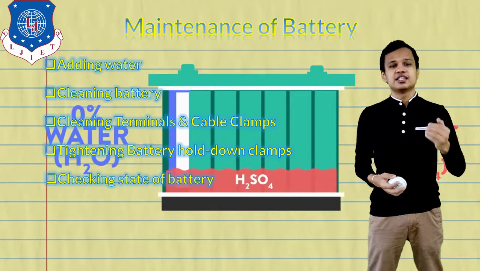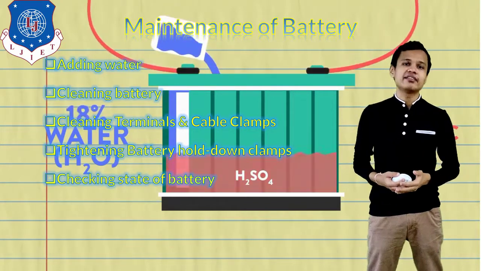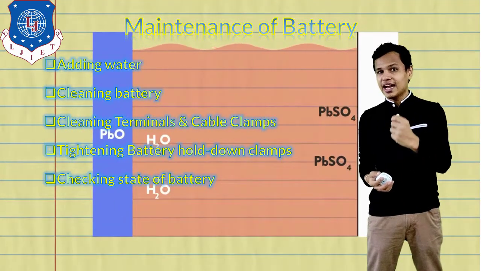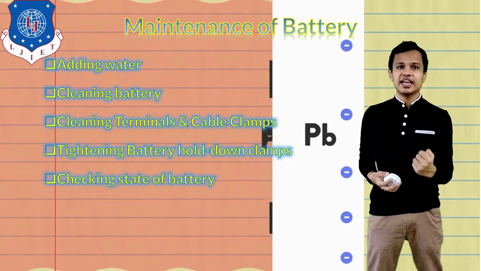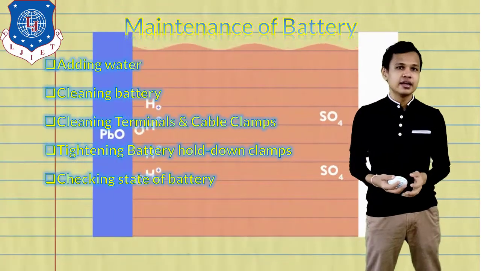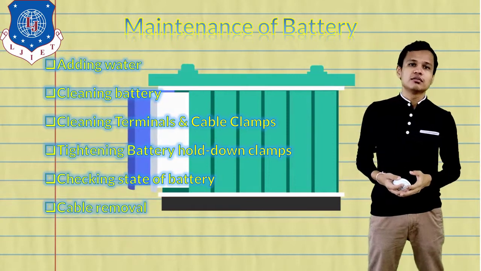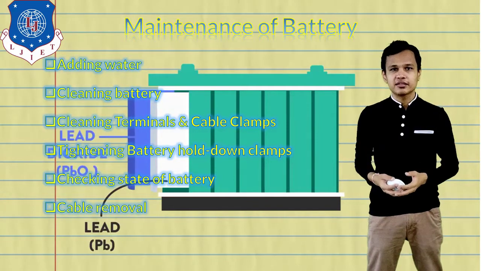After that, the checking of the state of the battery will be done. Right, at which state the battery is, the discharge state, and how much voltage is created, that will be checked. After that, the cable will be removed from the batteries.